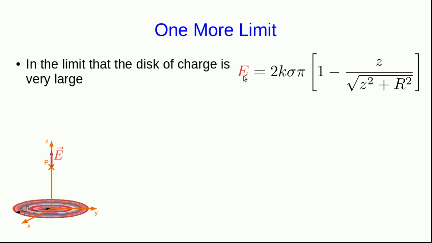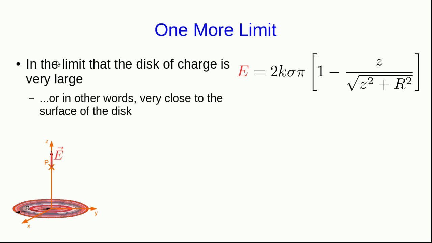So here's our expression for the magnitude of the field due to a disk of radius r. And we're going to take the limit of a very large disk. Or similarly, you could think, instead of the size of the disk getting very large, you could think of the point P being very close to the disk. What we're really doing is saying that the size of the disk compared to the distance that we're looking from the disk is very large. And so we're thinking of letting the radius of the disk go to infinity, or equivalently, we're thinking of z going to 0. These limits are the same.